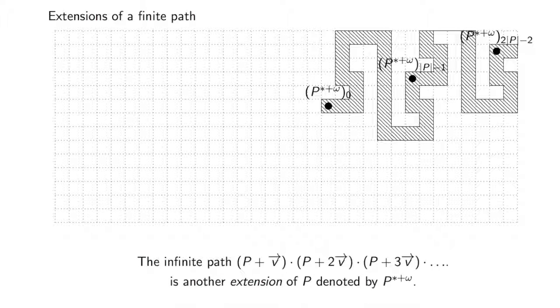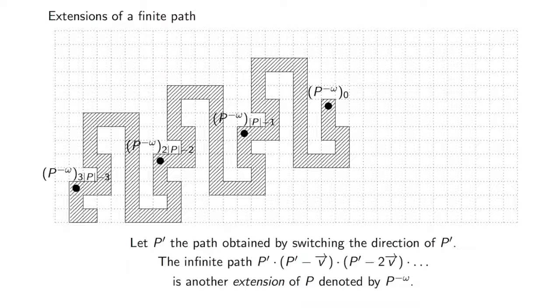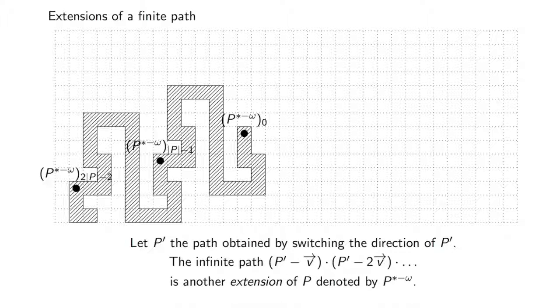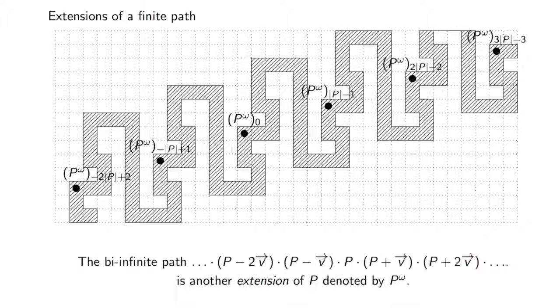Here is the extension P star plus omega. This infinite path is obtained by concatenating the translation of P by kV with k greater or equal to 1. P is not a subpath of this infinite path. Here is the extension P minus omega. This infinite path is obtained by concatenating the translation of P by minus kV with k greater or equal to 0. Here is the extension P star minus omega. This infinite path is obtained by concatenating the translation of P by minus kV with k greater or equal to 1. P is not a subpath of this infinite path.